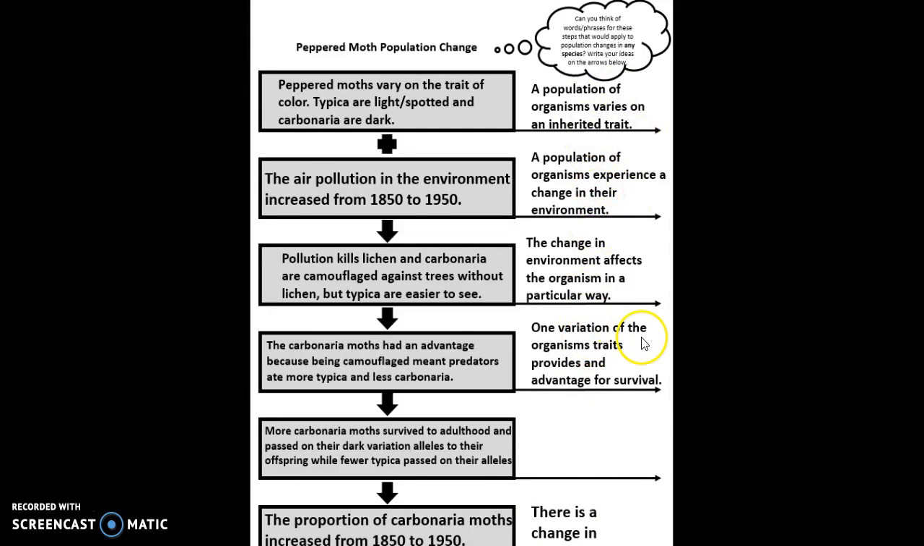But if there is a change in the population, it's because one had an advantage over the other because of the environmental change. And then the step that we're missing is that the organisms that have the advantageous variation live to adulthood and pass on their genes. So in the case of the moths, it was that the Carbonaria were passing on their alleles and the Typica weren't, but that could be different for each species. So we're just going to generalize that and say that the organisms with the advantageous variation are the ones that pass on their genes. And because they're passing on their genes, the final statement we're going to write is that there's a change in the population that occurs.